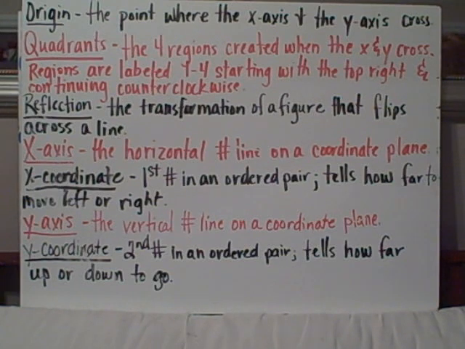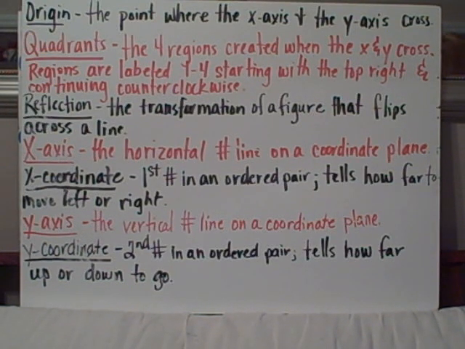Those regions are labeled 1 through 4, starting with the top right and continuing counterclockwise. Reflection is the next term, and that is the transformation of a figure that flips across a line. The x-axis is our horizontal number line on a coordinate plane.